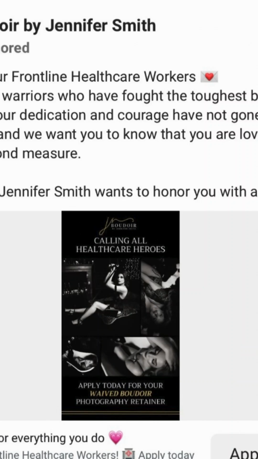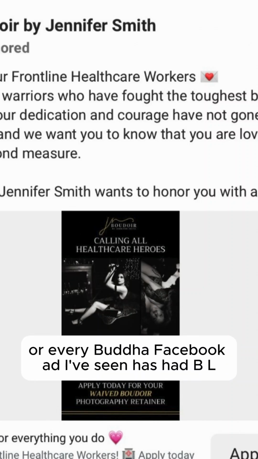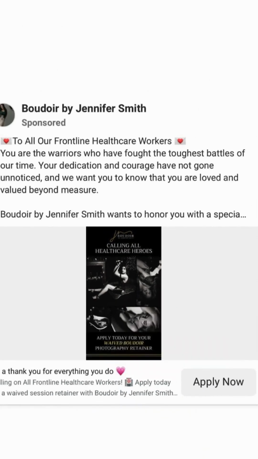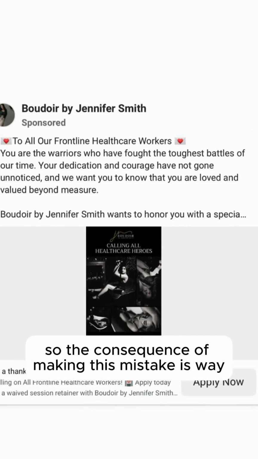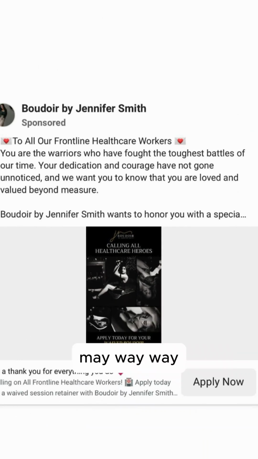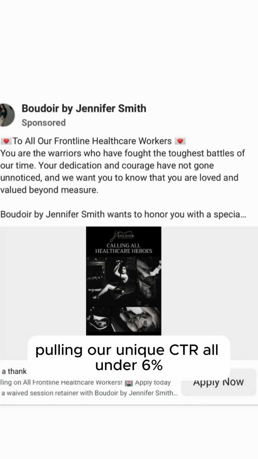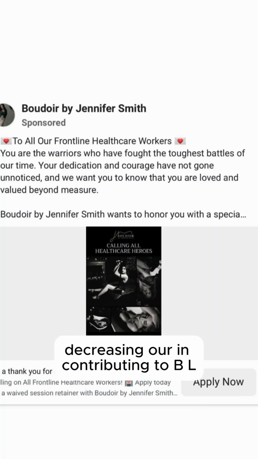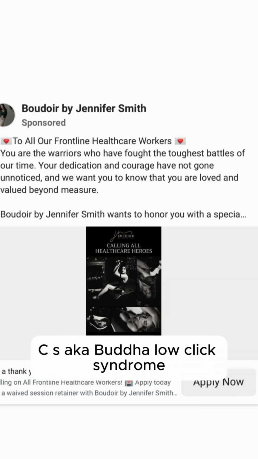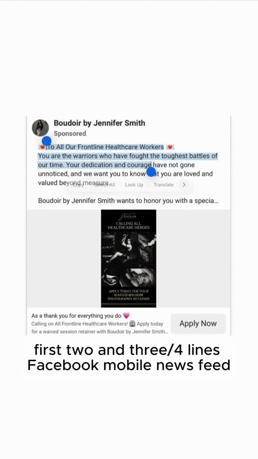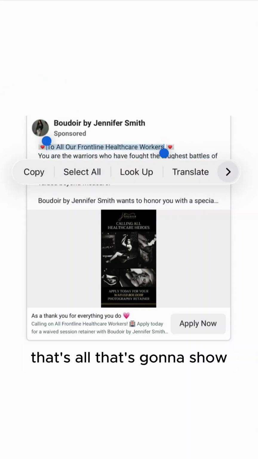Well, basically every Boudoir Facebook ad I've seen has had BLCS, aka Boudoir low click syndrome. So the consequence of making this mistake is way more women scrolling by our Boudoir Facebook ad than necessary, pulling our unique CTR under 6%, contributing to BLCS, aka Boudoir low click syndrome. Finally, looking up here, first 2 3/4 lines, Facebook mobile newsfeed. That's all that's going to show.